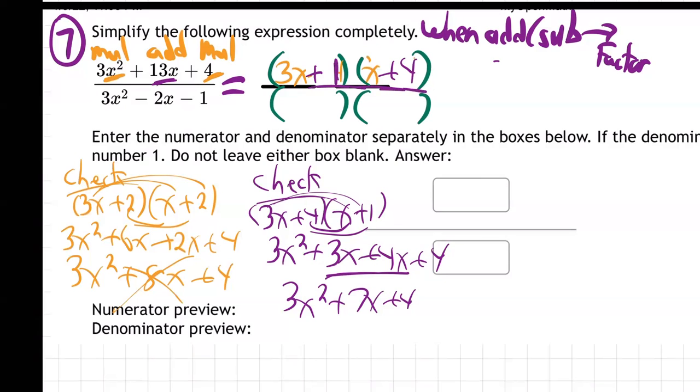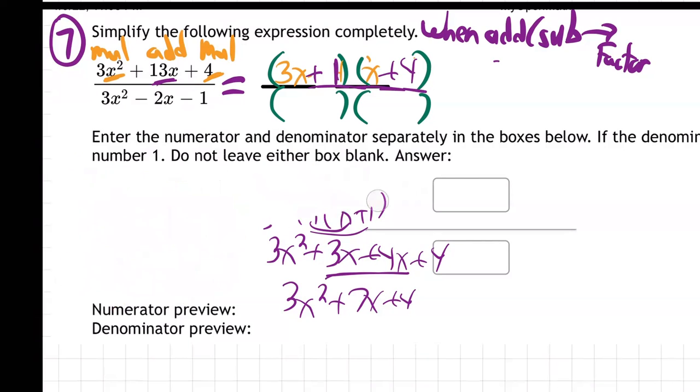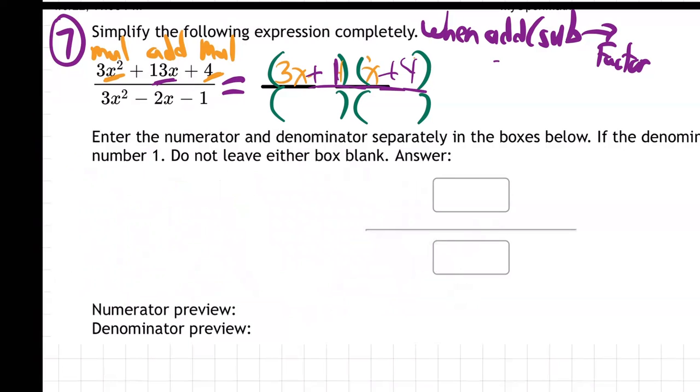Let me check that one. We know we're checking everything in the world. Here, let me erase some of these checks. Oops, we just have so much space here. Go back and check. So I'm going to erase these. And now I'm going to check.